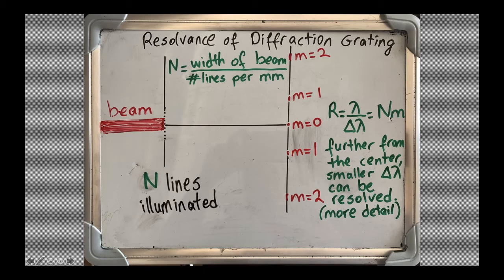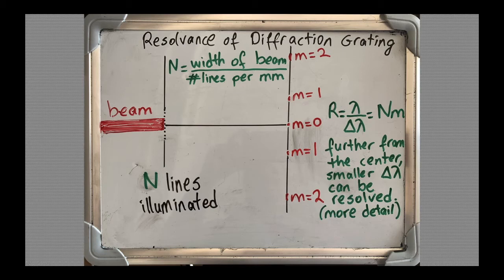m in this formula is now the order of maxima. Since the number of lines illuminated is represented with an N, the order of maxima is now represented with m in this case. And as usual, the center is m equals 0 and 1 and 2 and so on as we move away from the center. And the R is the resolvance factor of a diffraction grating.